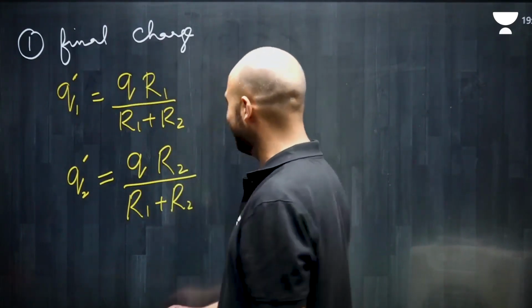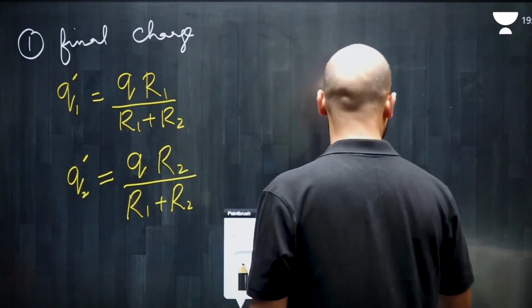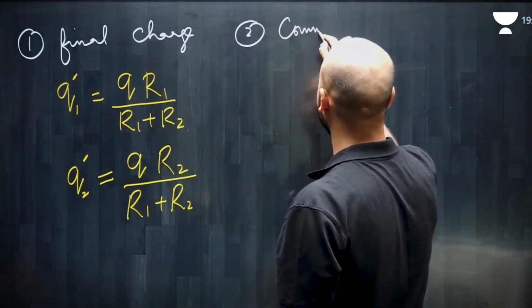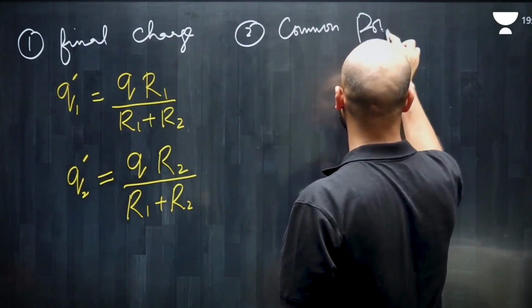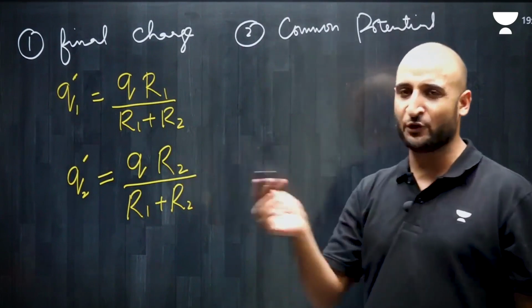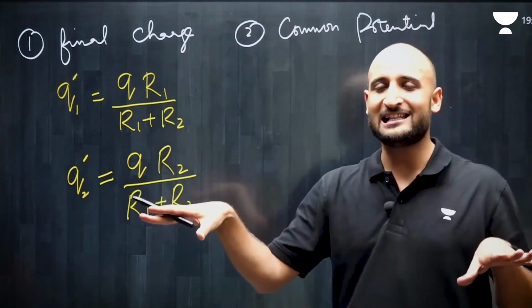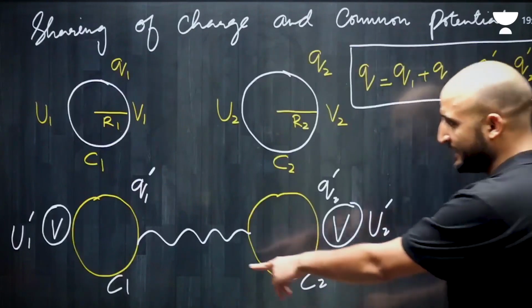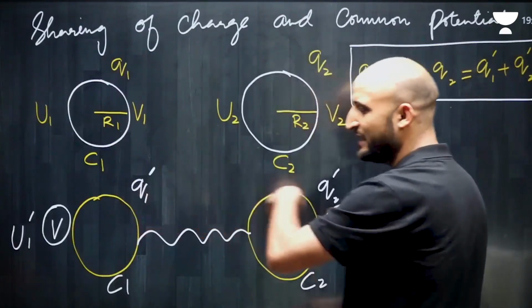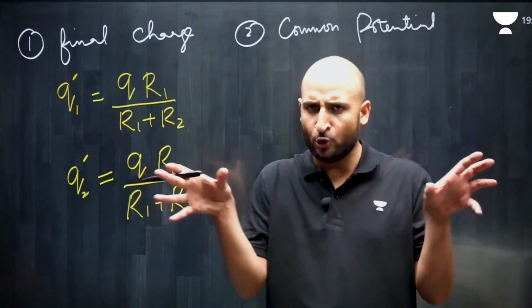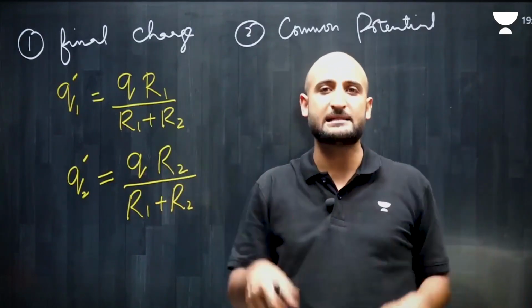Number two question which I'm asked here: what will be the common potential? When you connect these two spherical conductors, the charge flow will take place till they reach the common potential. I'm supposed to find that common potential here. I'm supposed to find this V, right? That common potential. Now, since you connected both the conductors, it's a single system.